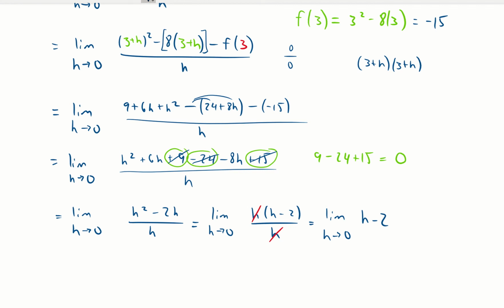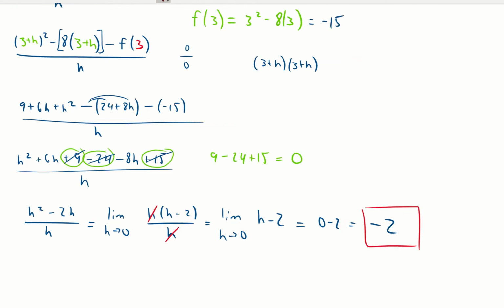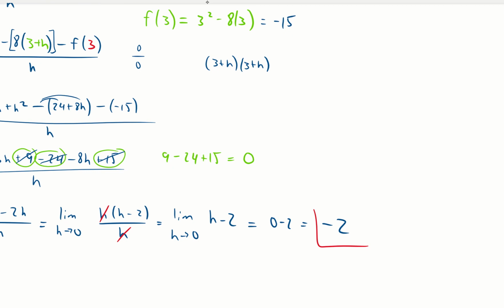And now, this is a really basic limit that I can evaluate using substitution. So I plug in 0, I get the limit is equal to 0 minus 2, which is negative 2. And there's our limit. And furthermore, there's our derivative, f prime at 3, the problem we originally set out to solve.